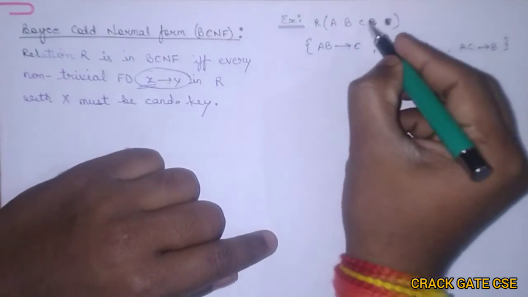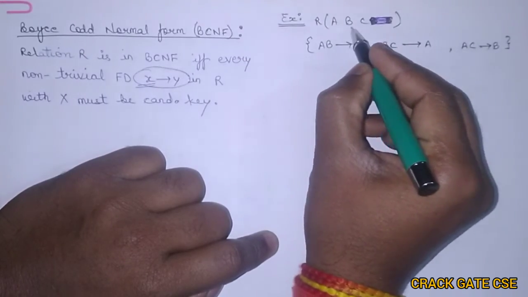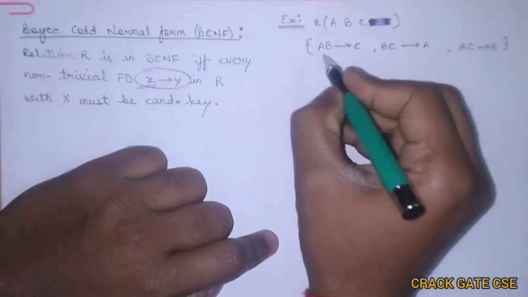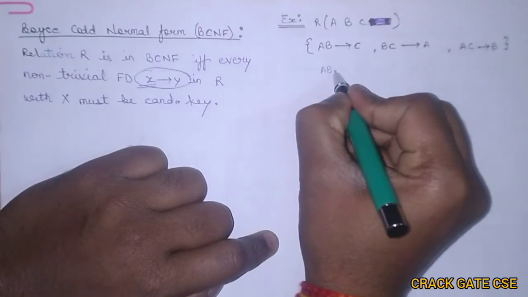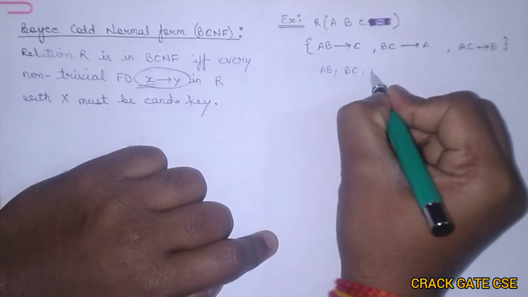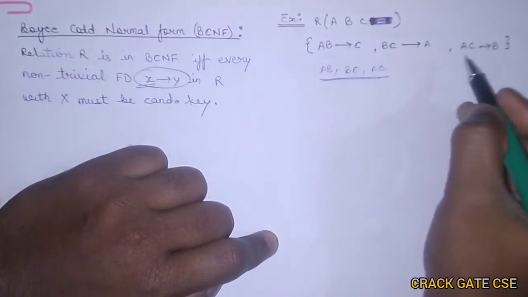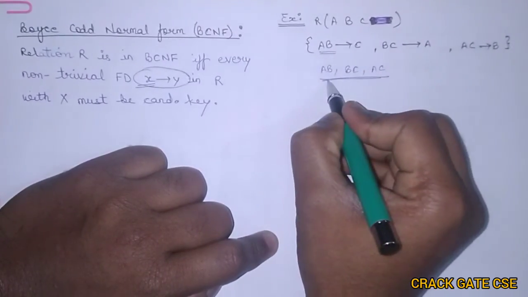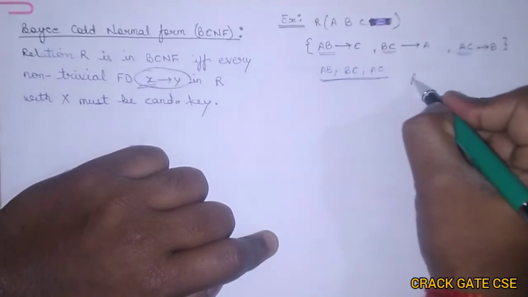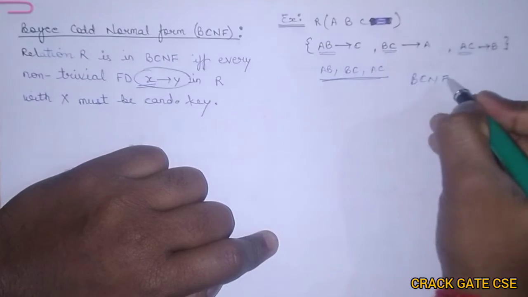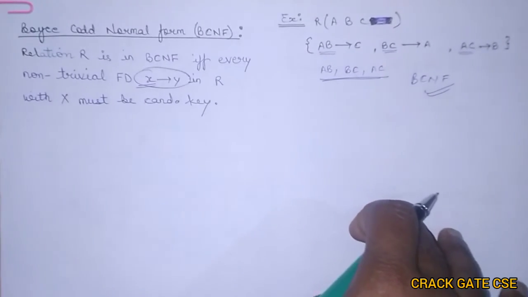How? Let's see. There is a relation with three attributes A, B, C. So find out the candidate keys first. So what are the candidate keys? A, B, and C. These three are the candidate keys. Now you can check each functional dependency. Is the left hand side a key? Yes. Is the left hand side a key? Yes. Is the left hand side a key? Yes. That means the relation is in BCNF. So this way you can find out whether the relation is in BCNF or in 3NF.